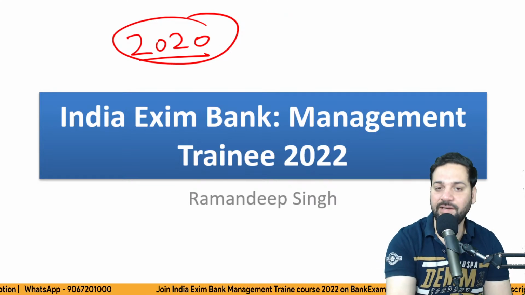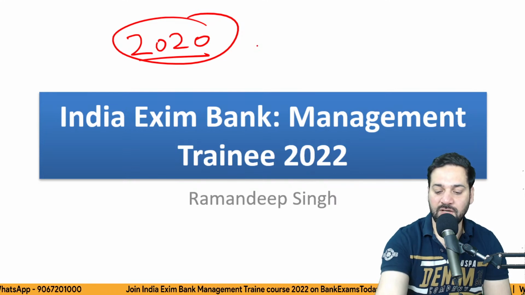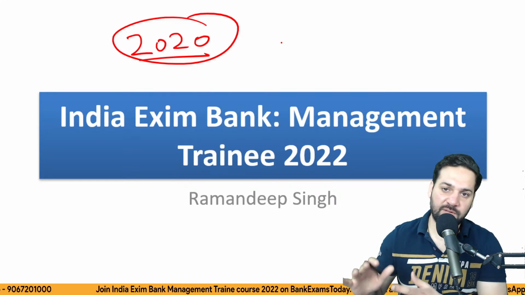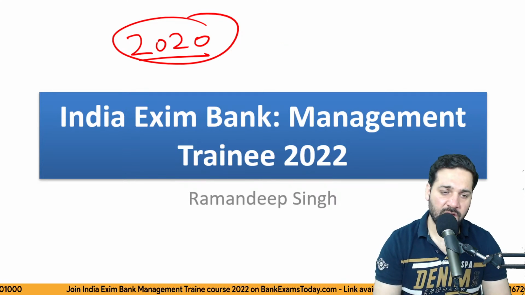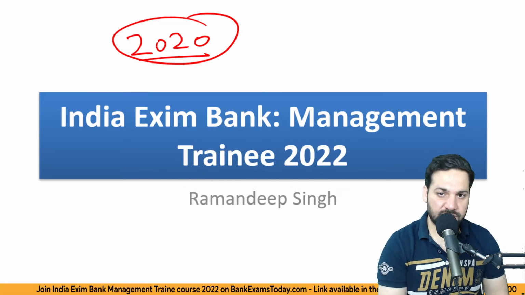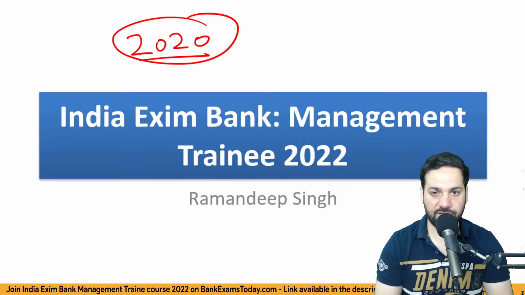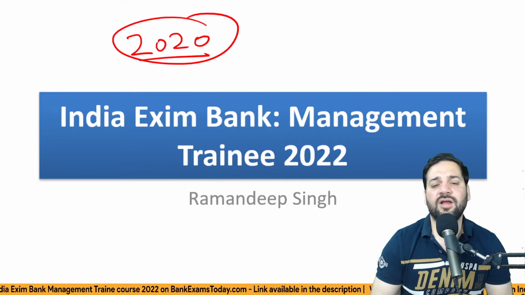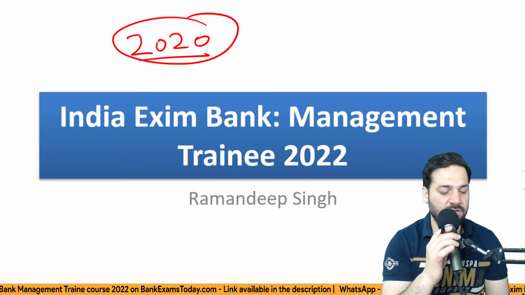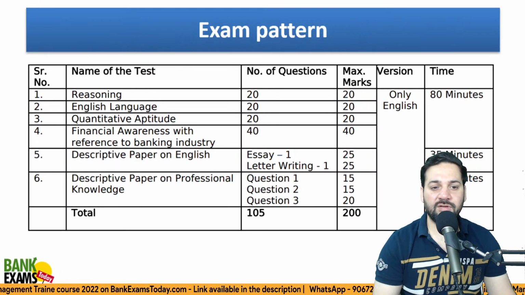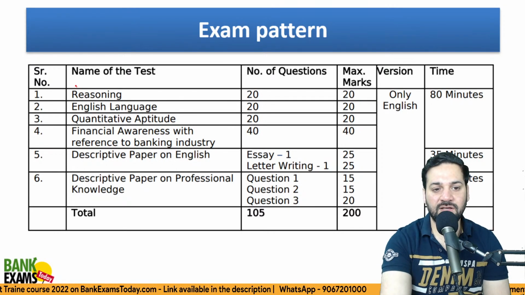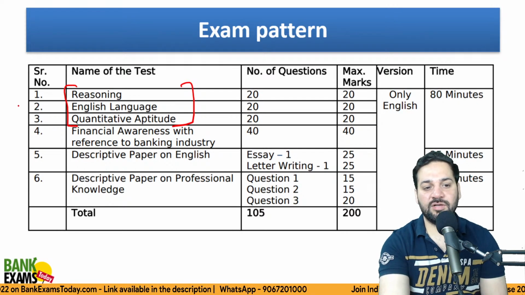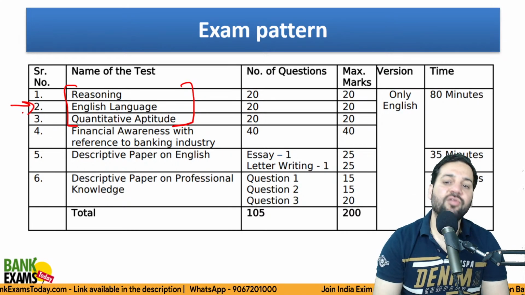This time, till date, they haven't released any official syllabus, but they did release the official syllabus for the professional knowledge. So we are following that syllabus for the professional knowledge section. For the rest of the sections, most of the time it remains the same. So please take a look at the exam pattern. There is reasoning, English and quantitative aptitude. I hope you are already aware of the syllabus for these three sections.